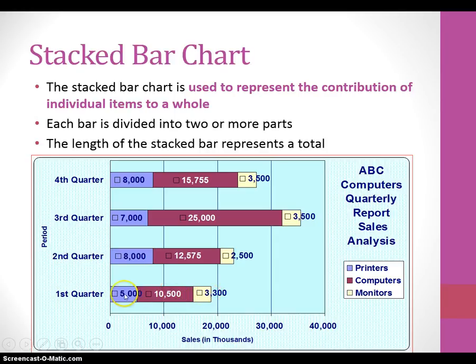But their total for that would have been 18,800. So that's why it goes here. But that is the total, but then it's broken down. So the bar actually represents total is that, but then it breaks down each feature. You can see it here, third quarter, 7,000 for printers, 25,000, and then 3,500. And you can see that that came to about 35,500, and it represents right here in the middle.